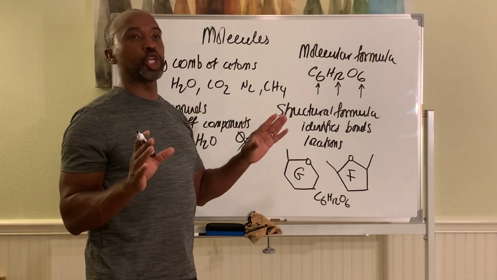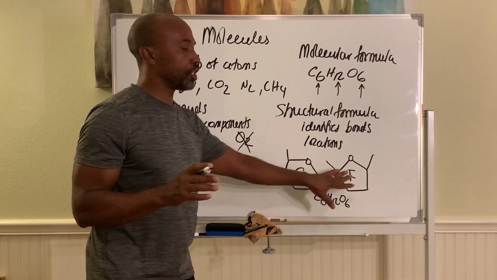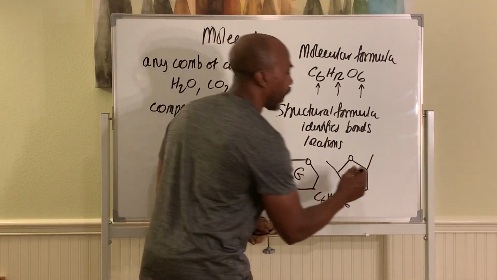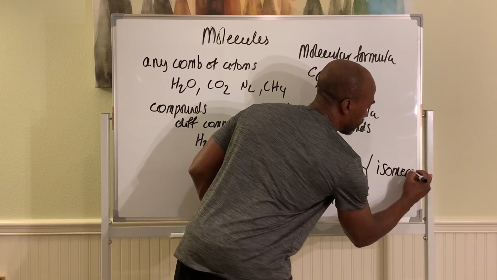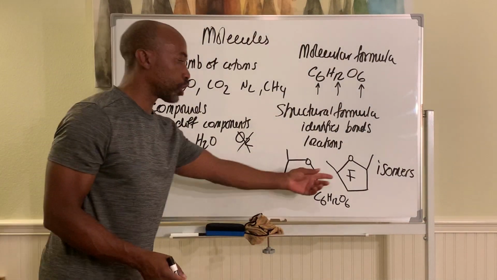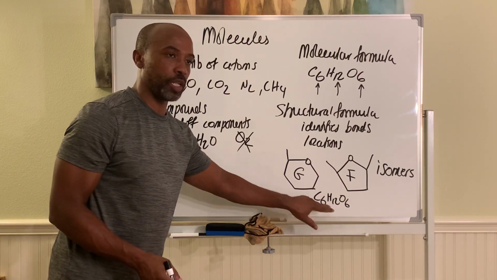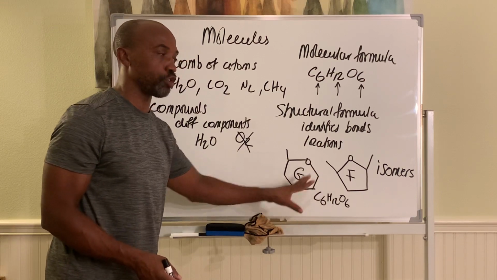So molecules with the same molecular formula, but different structural arrangements or different structural formulas, are called isomers of each other, or structural isomers. So for example, glucose and fructose are both C6H12O6, but they're arranged differently, so they're called structural isomers of each other, glucose and fructose.